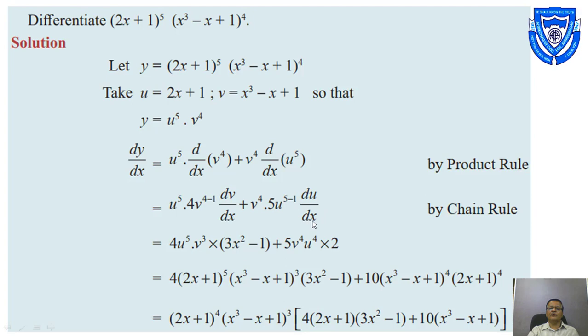Now we write the derivative of u. The derivative of u means the derivative of 2x plus 1, which is 2, and here the derivative of v, here v is x cube minus x plus 1, its derivative is 3x square minus 1, so here is 3x square minus 1. Now we put the values of v and u and simplify them to get the answer. So this is the final answer. This is how we use the product rule, the multiplication rule.